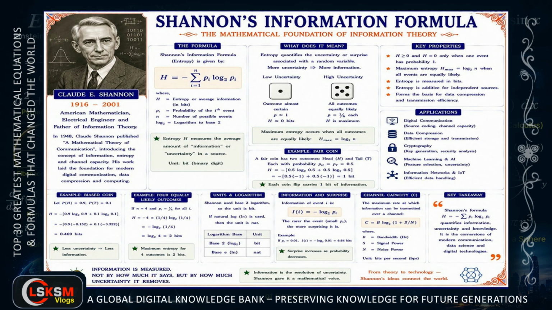Thirty. Shannon's information formula. Person: Claude Shannon, 1916 to 2001. Shannon's information formula established the mathematical foundation of information theory. It transformed digital communication, data compression, and modern computing.